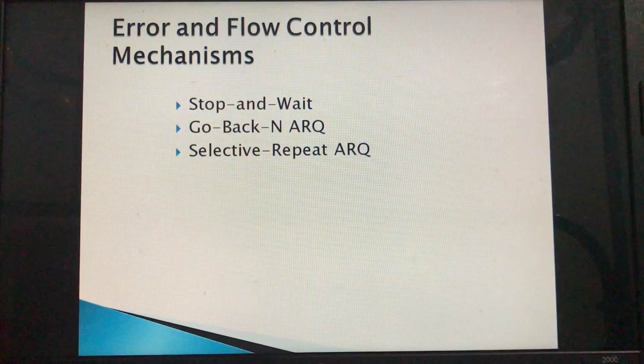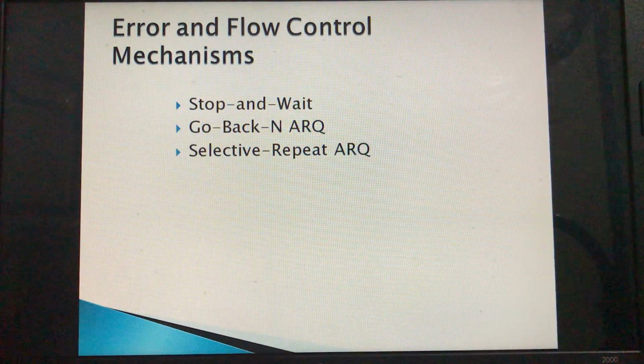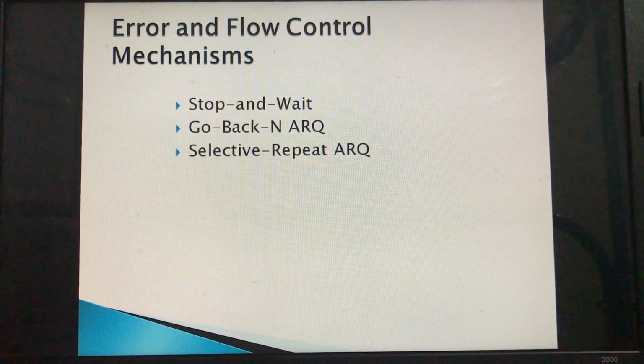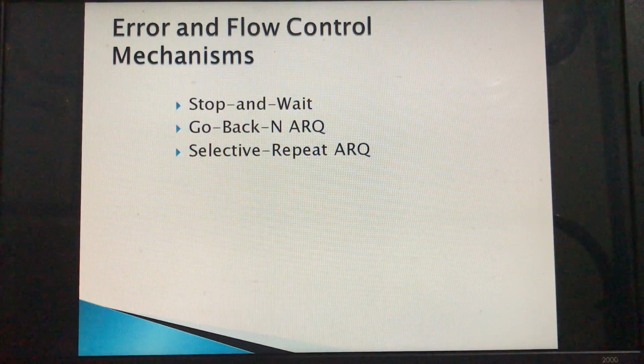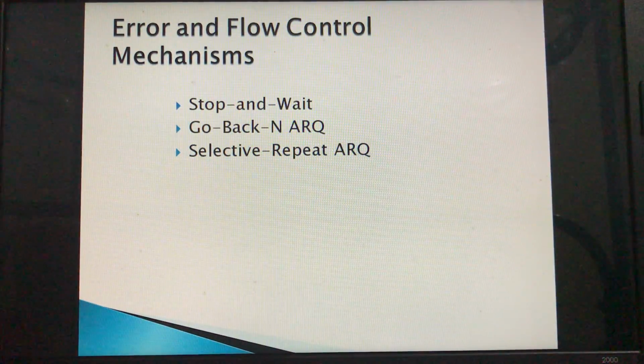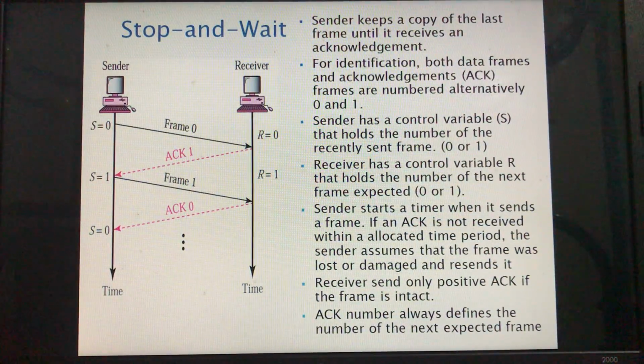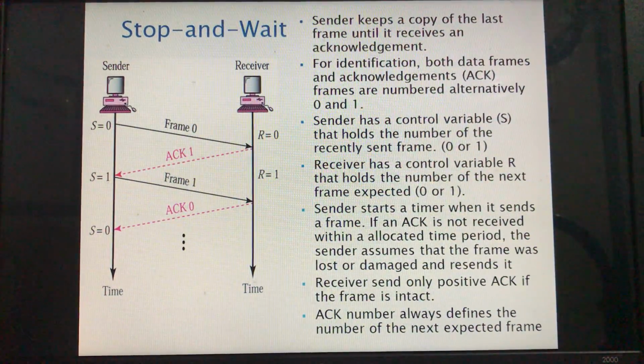We'll discuss in detail the different methods for error and flow control. The first one is stop and wait, the second one is go back N ARQ, and the third one is selective repeat ARQ. First we will see the stop and wait ARQ method.